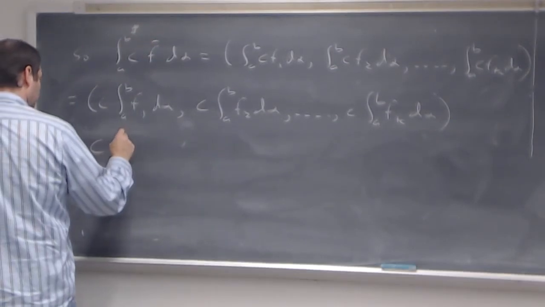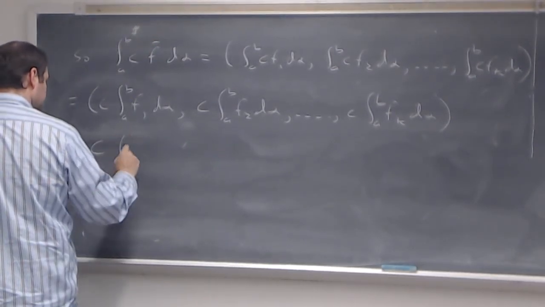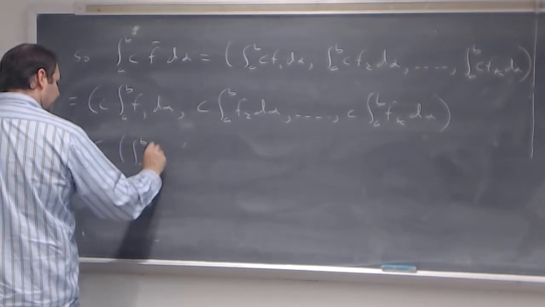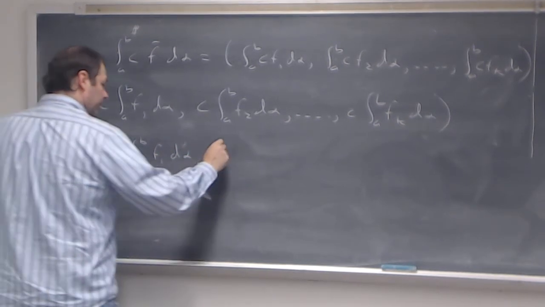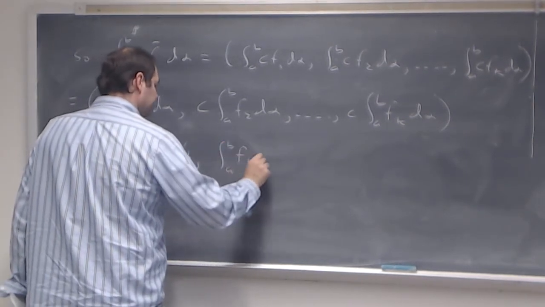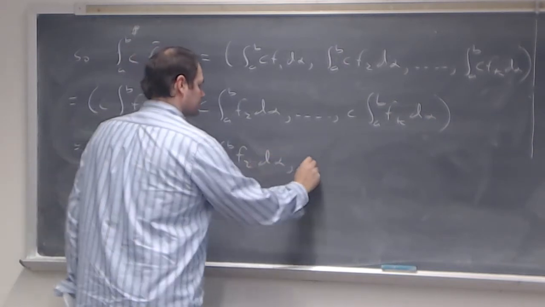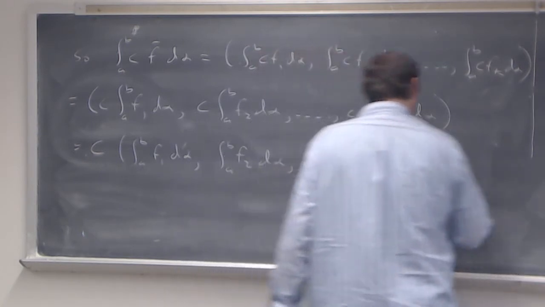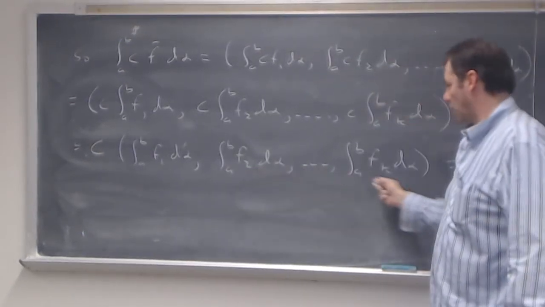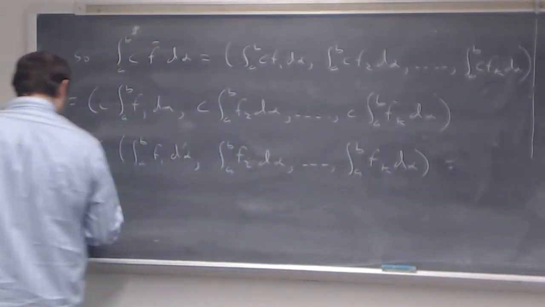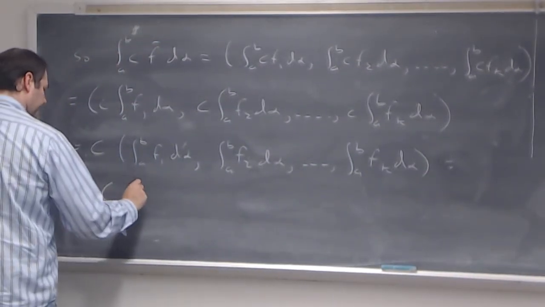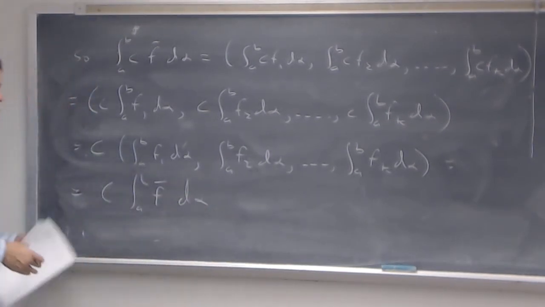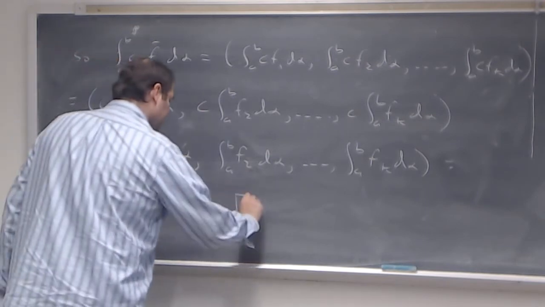We have c times the tuple whose first component is the integral from a to b of f sub 1 d alpha, and the second component is the integral from a to b of f sub 2 d alpha, up to the integral from a to b of f sub k d alpha. But this k tuple is nothing more than the integral from a to b of f bar d alpha. And that's what we were trying to show. So that is this proof.